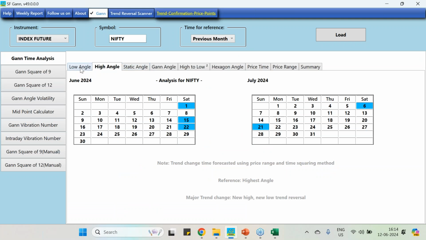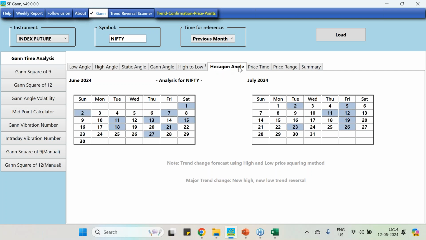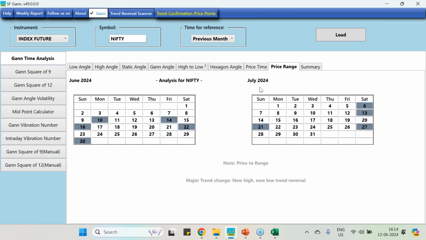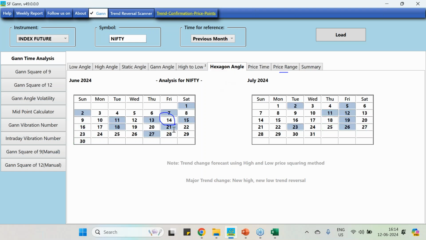If you go to our website and access our Gann software, we have programmed all these methods. We have given a summary of when the trend change is happening. The price range method is telling 14th is a trend change date. So 14th of June it is for Nifty. Then the price time method says 14th is the trend change date. The hexagon method says 13th and 15th, 13th falling tomorrow, because today on 12th June I am recording these things.